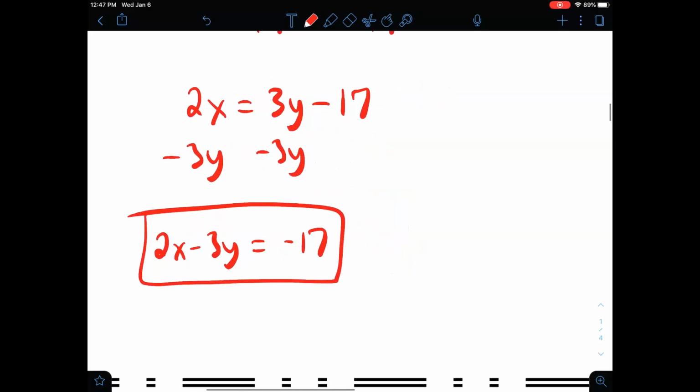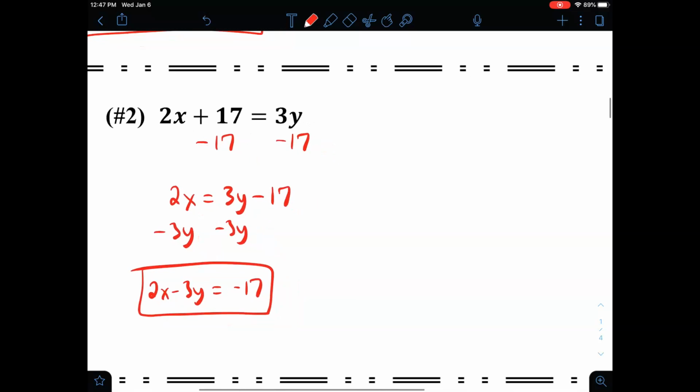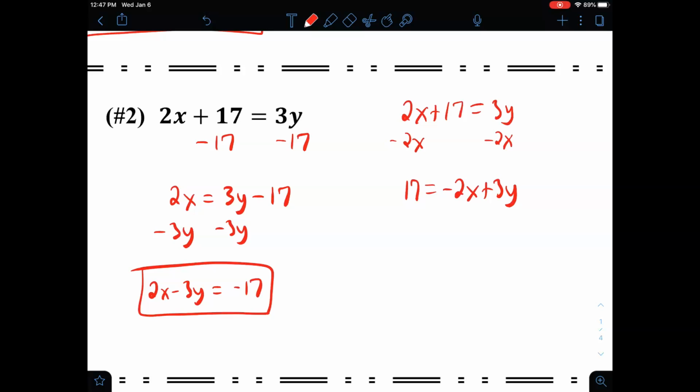The way that I did it in my notes is I first subtracted 2x from both sides. Let's do it another way over here to show you can do it a couple different ways. I subtracted 2x from both sides, and then I have 17 equals negative 2x plus 3y. I'm going to flip these around so that the negative 2x plus 3y is on the left-hand side. That's the commutative property. That's totally fine to do. And then I multiply both sides by negative 1 to get 2x minus 3y equals negative 17. Okay, so either way is totally fine.